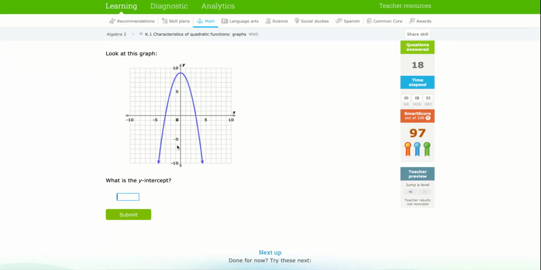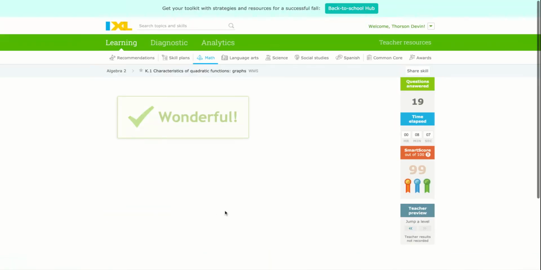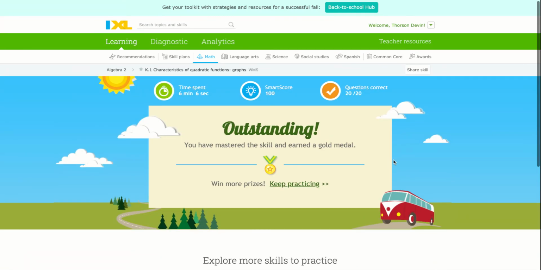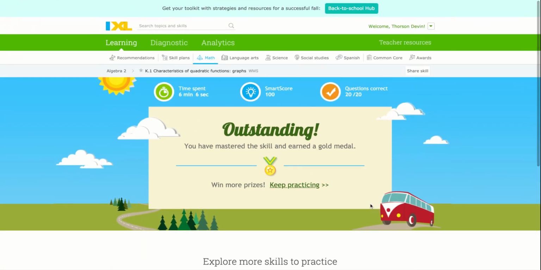The y-intercept is just way up here at 9. Y value of 9. And what is the equation of the axis of symmetry? Again, it goes through the origin, actually the vertex point here, that's (0, -5). So x equals 0. If you have any questions or come across something that I didn't talk about, please do ask me in class.